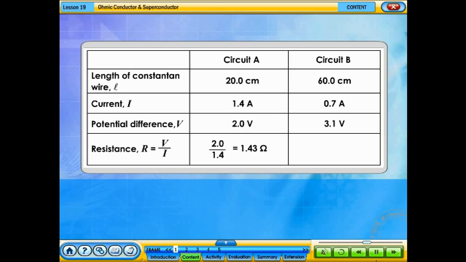Note the readings of the ammeter and voltmeter in circuit B and calculate the resistance of the Constantan wire. The ammeter reading is 0.7 ampere and the voltmeter reading is 3.1 volts. Resistance R is equal to potential difference divided by current. Therefore, the resistance of the Constantan wire in circuit B is 4.43 ohms.